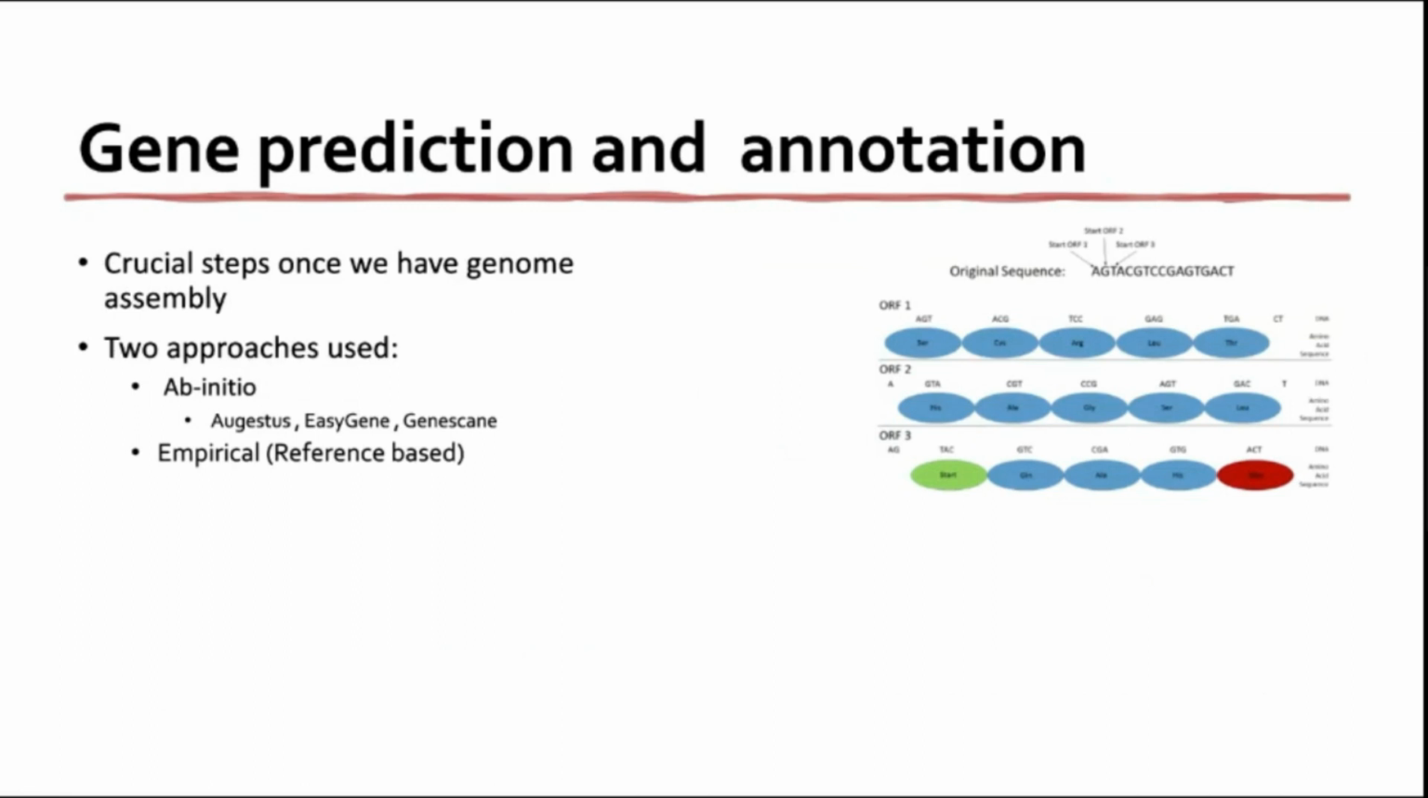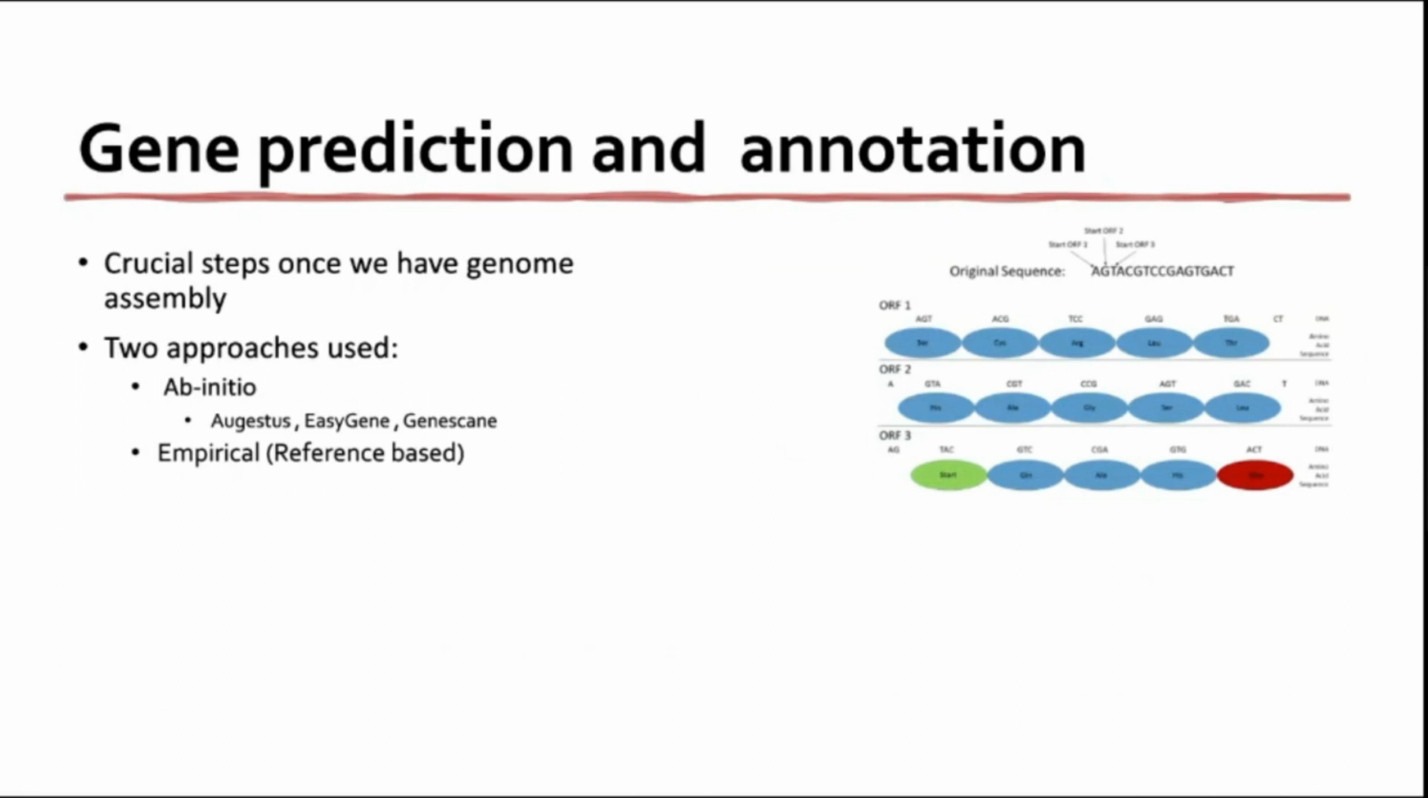And then again, the gene prediction methodologies. There are two kinds of gene prediction methodologies available. One is ab initio gene prediction, and the second one is empirical, which is called reference based approaches.